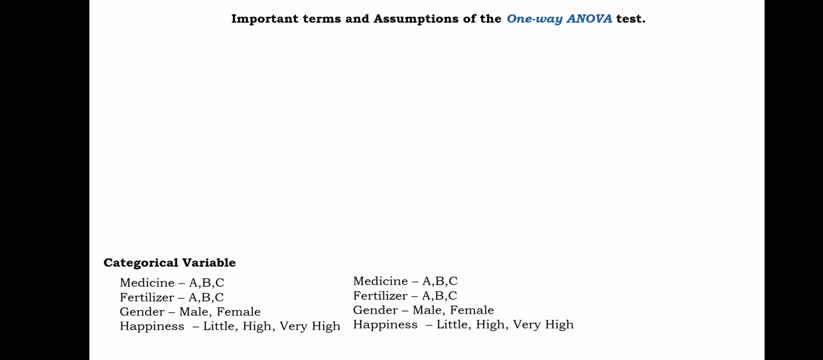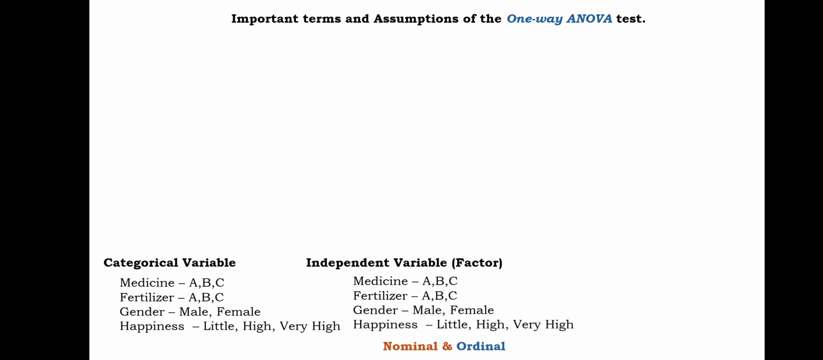We see that we are studying something, right? We are studying a variable, but that variable has categories. Now, a categorical variable, as we have just seen in our example, has different types.